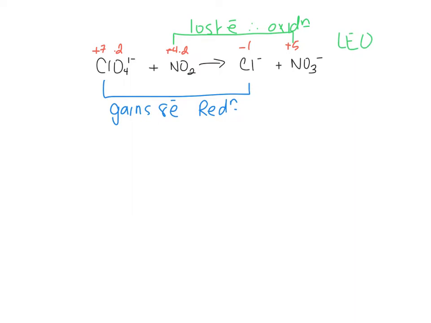Leo the lion says GER. So loss of electrons is oxidation. Gain of electrons is reduction. So now what we do is we put these into those two half reactions.